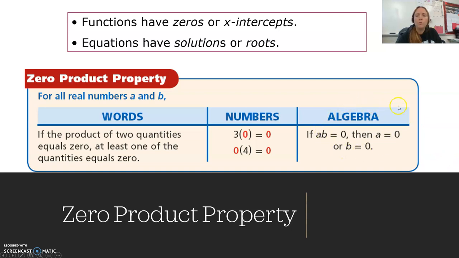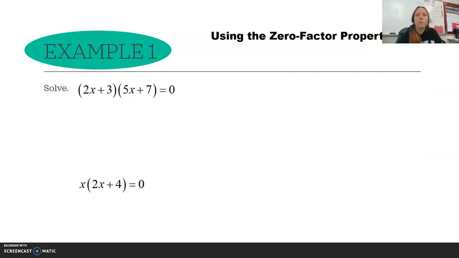Now, the way we're going to be using it is in the algebra terms here. If I have two things, in our case two binomials, sometimes a monomial times a binomial, and it's equal to 0, then one or the other has to be 0. So what we're trying to find are the values of x that cause each of those expressions, each of those binomials, to be equal to 0. So let's do a couple of examples. This one here is already factored for you.